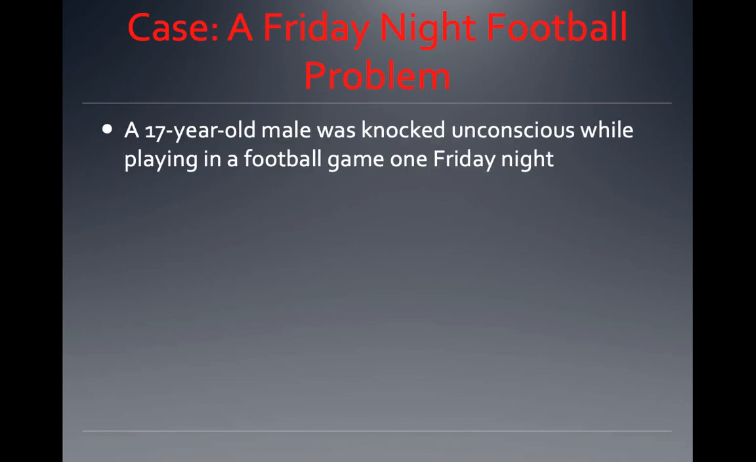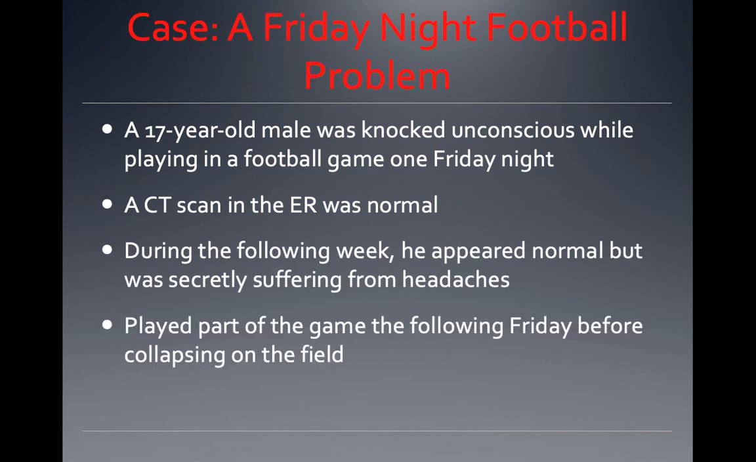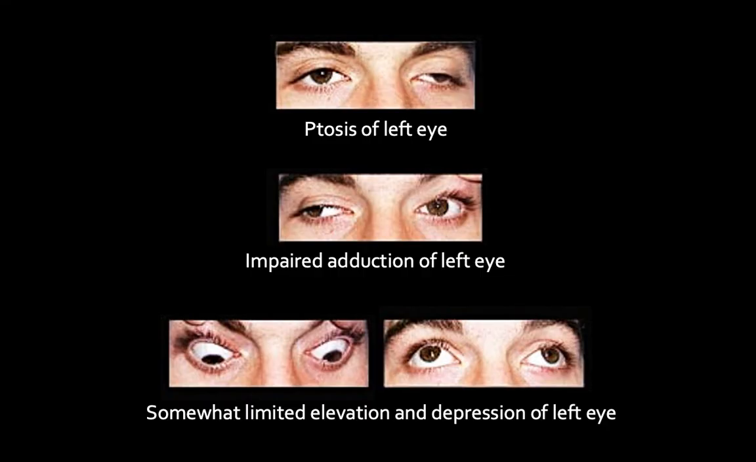You have a 17-year-old male who's knocked unconscious while playing in a football game one Friday night. A CT scan in the emergency room was normal. During the following week, he appeared normal but was secretly suffering from headaches. He played part of the game the following Friday before collapsing on the field. On exam, lethargic but awake, he had decreased vision in part of his visual field of the right eye, limited ocular motility, ptosis of his left eye, and this is what you see here.